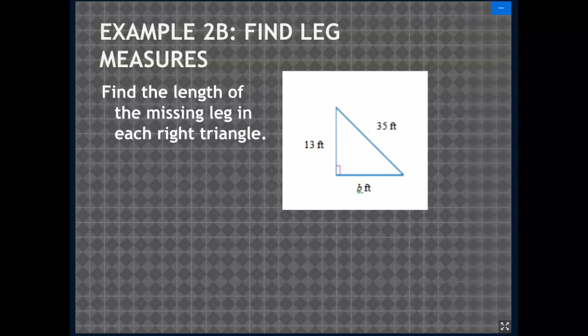Let's try that one more time. Again, this time we're missing side b. So we're given a and we're given c. So it's 13 squared plus b squared equals 35 squared.